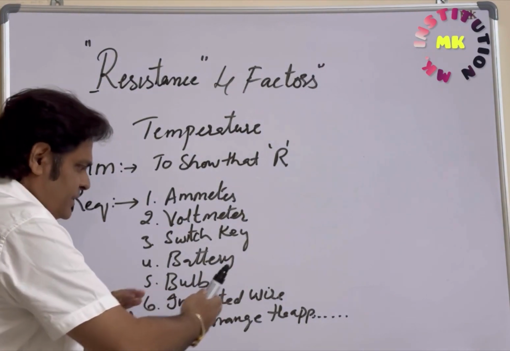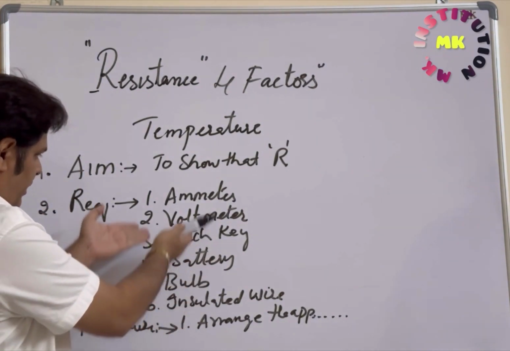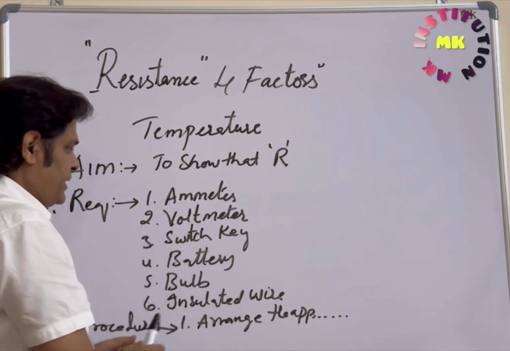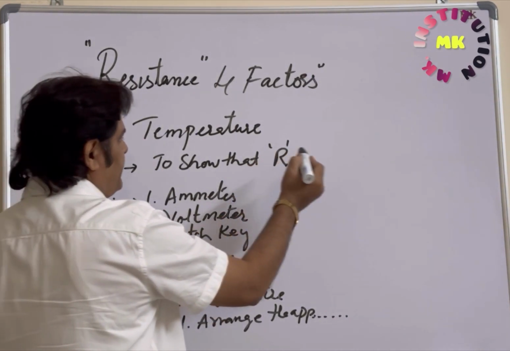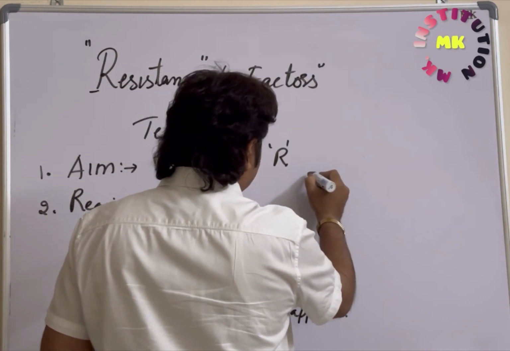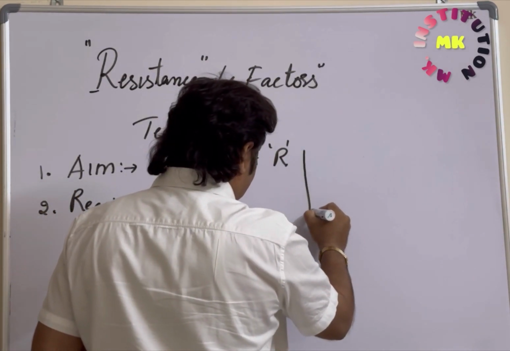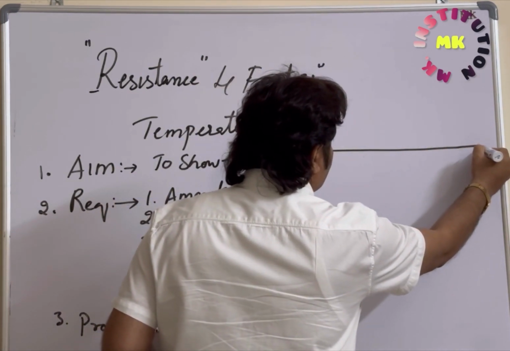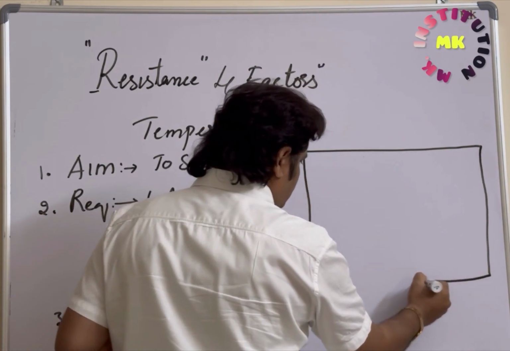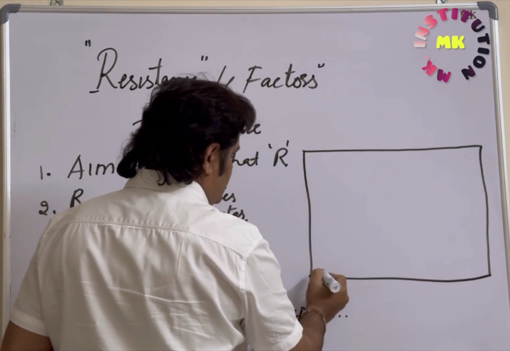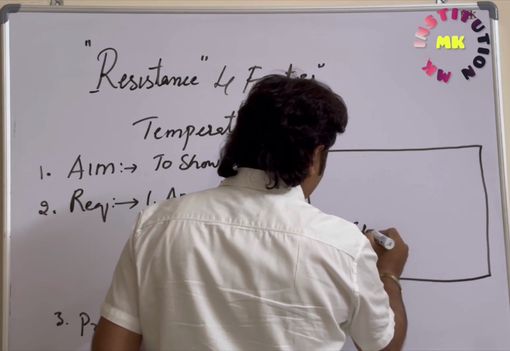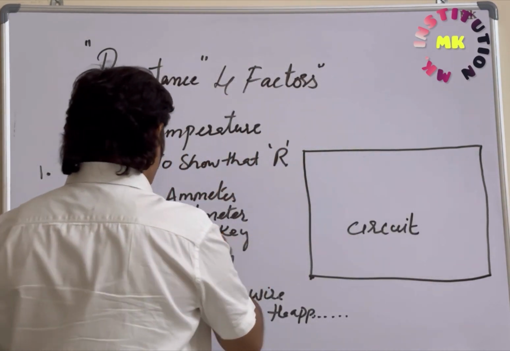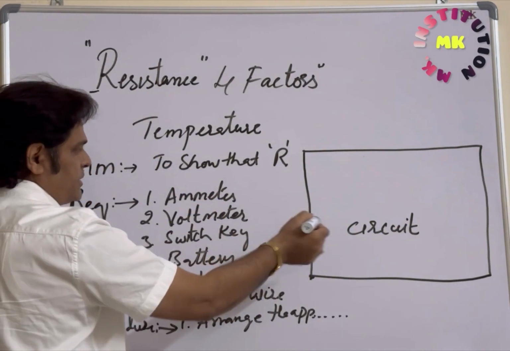Now we will arrange this apparatus. Which apparatus? All these requirements which we have already taken. We will arrange them now. Clear? So here I'll draw the diagram. We have to make one circuit. This is the circuit. We have to introduce all these things in the circuit.